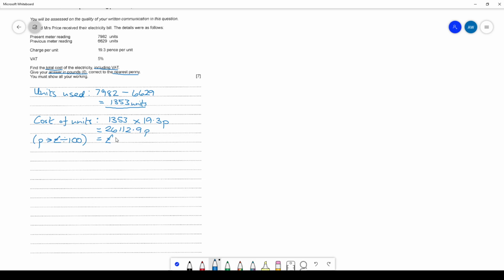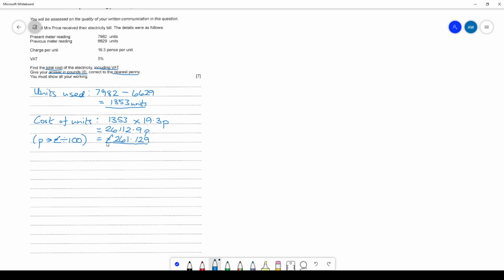So I get my £261.129. So that's my answer. When you divide this by 100, all the numbers go down 2 places, or it looks like the decimal point goes up 2 places. Remember, you can use a calculator, although really you shouldn't have needed one. So that's the cost of the units in pounds.